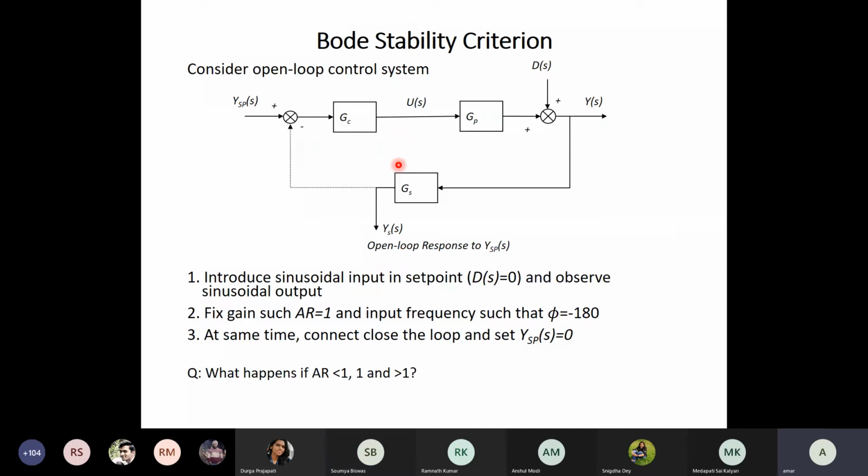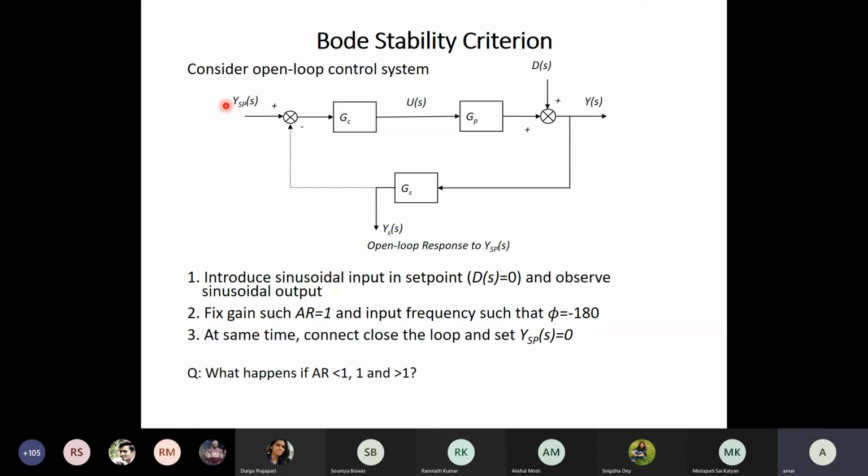Let's go to the Bode stability criteria. So in case of the Bode stability criteria, let's see a normal generalized feedback control block diagram. So we have got a controller, process, sensor, and so on. And this is basically a feedback loop. In this feedback loop, let's say initially I have disconnected the feedback loop over here. The sensor output is disconnected from the controller.